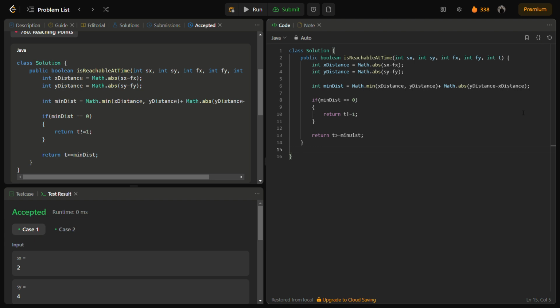So this was my solution for today's question. The time complexity and the space complexity of this question is O of 1, because we are not using any extra space, and the algorithm has constant time complexity as it performs simple mathematical operations. So we have done this question in O of 1.